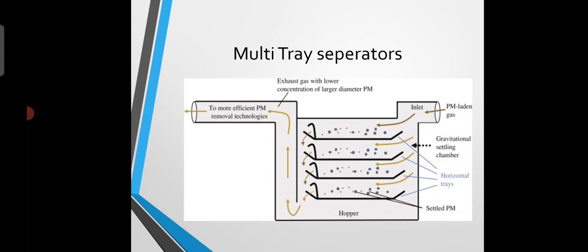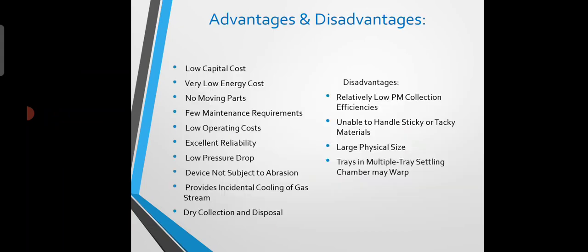And we see here the dots are the particulate matters that have to be removed in this multiple tray separator. And this is the gravity settling chamber. So the gas enters and it passes through these different trays. These individual trays act as individual settling chambers, and the clean gas is taken out at the top.